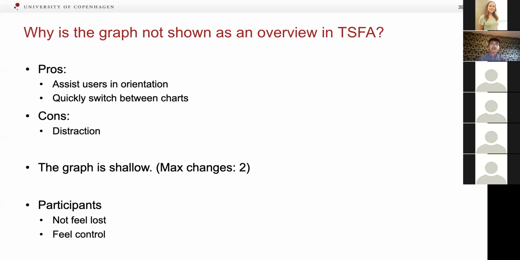Moreover, the graph is shallow. Navigating from the leftmost chart to the rightmost chart only needs 2 steps. It will not significantly affect the speed. If the graph becomes more complex, we might need the overview. Also, our user study shows that all participants did not feel lost without an overview map during the navigation. They felt the control of the navigation by the context menu. They can see different angles of the model accuracy by structured navigation.